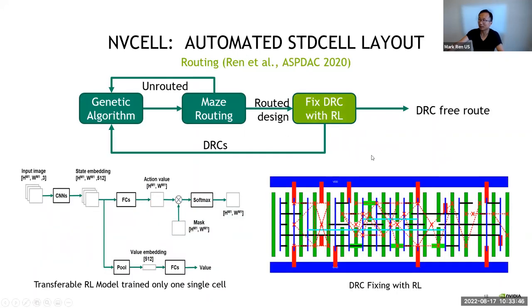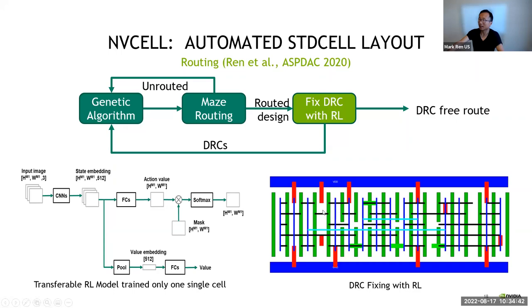Another use of reinforcement learning is in the routing of this cell. Once the standard transistors are placed, you have to route them, so there are wires on the metal layers that you route to connect these transistors. This problem is formulated a little differently. Instead of making the whole routing problem a reinforcement learning problem, we break it down into two parts. One part does the main routing, and the second part fixes the DRCs. We fix the DRCs with a reinforcement learning agent.